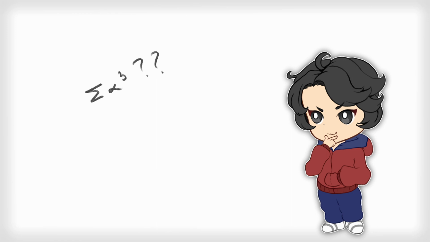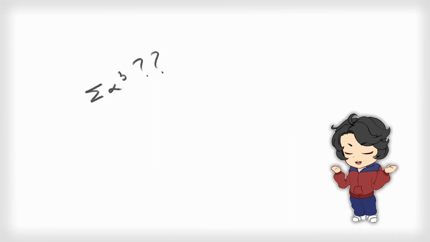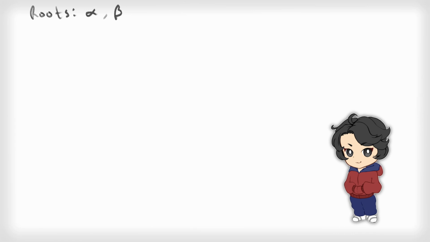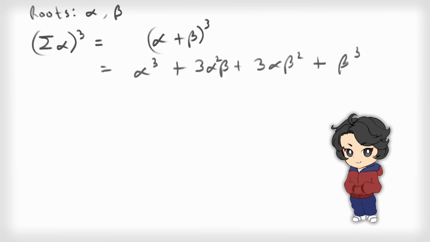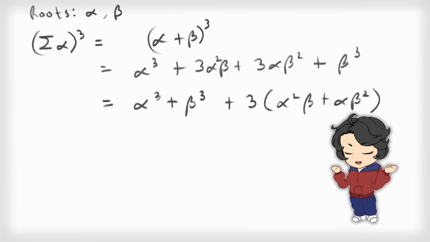Now another question arises. What if we want the sum of alpha cubed? Same deal. For simplicity, I'll pretend we're using a quadratic equation. Write down the sum of alpha whole cubed, substitute, perform a binomial expansion, group up and rearrange.